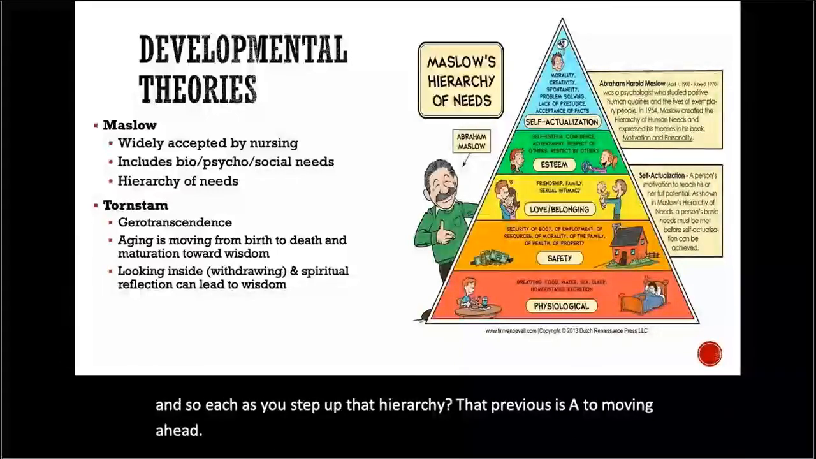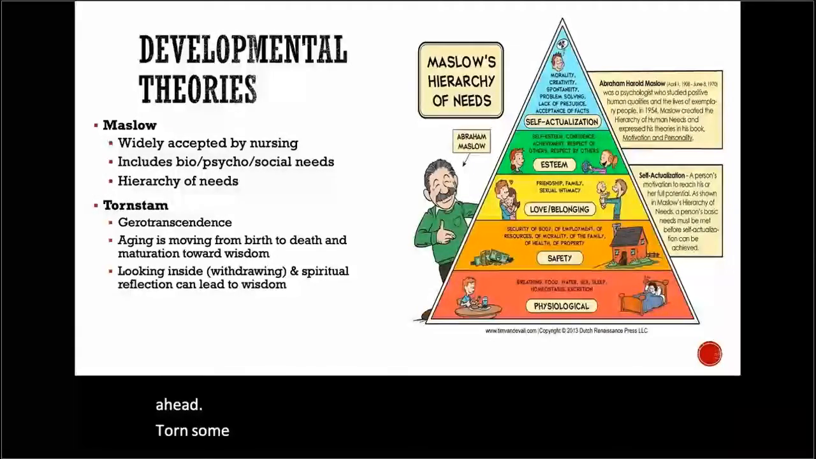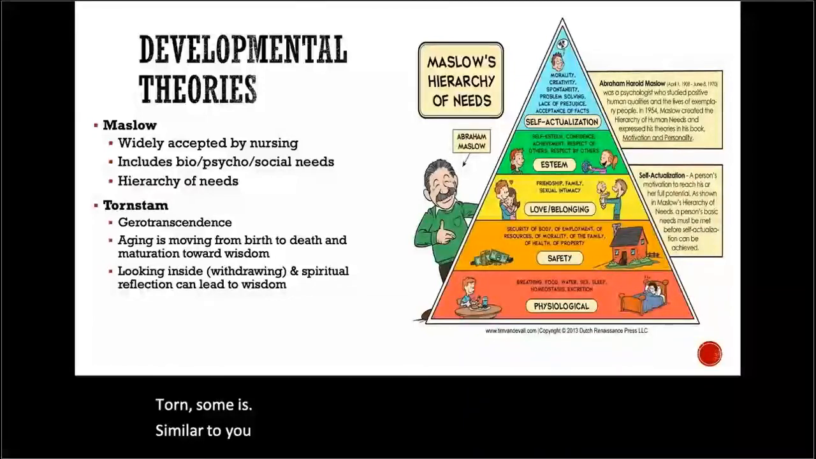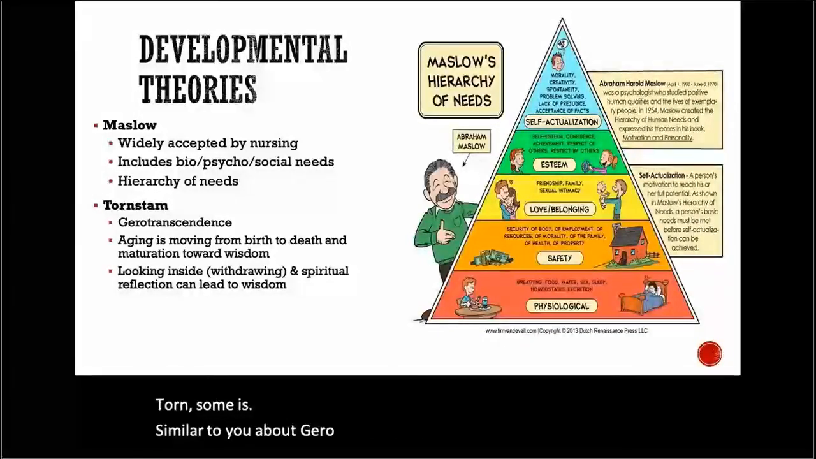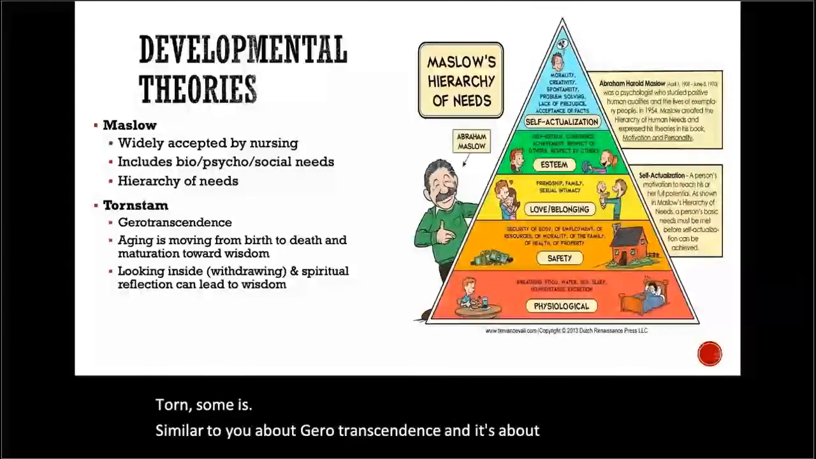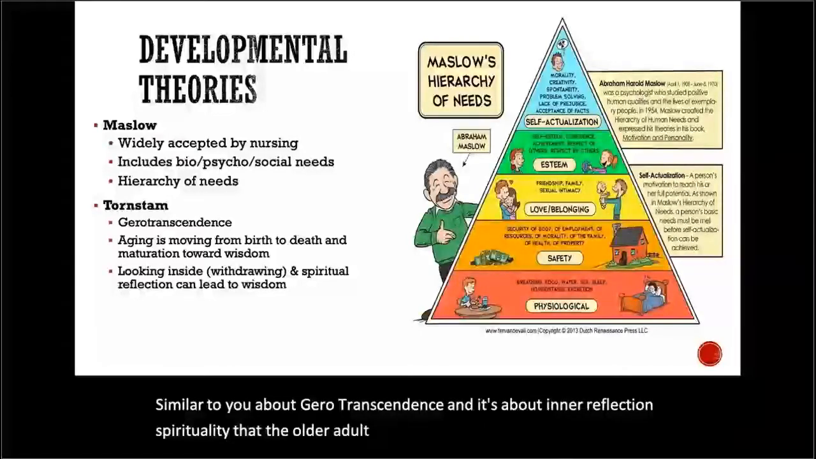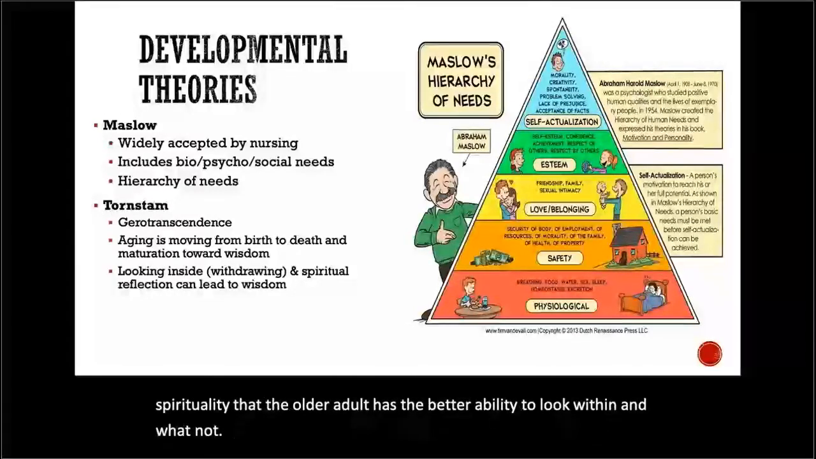Tornstam is similar to Jung about gerotranscendence, and it's about inner reflection, spirituality, that the older adult has the better ability to look within and whatnot. I'll talk more about that later again.